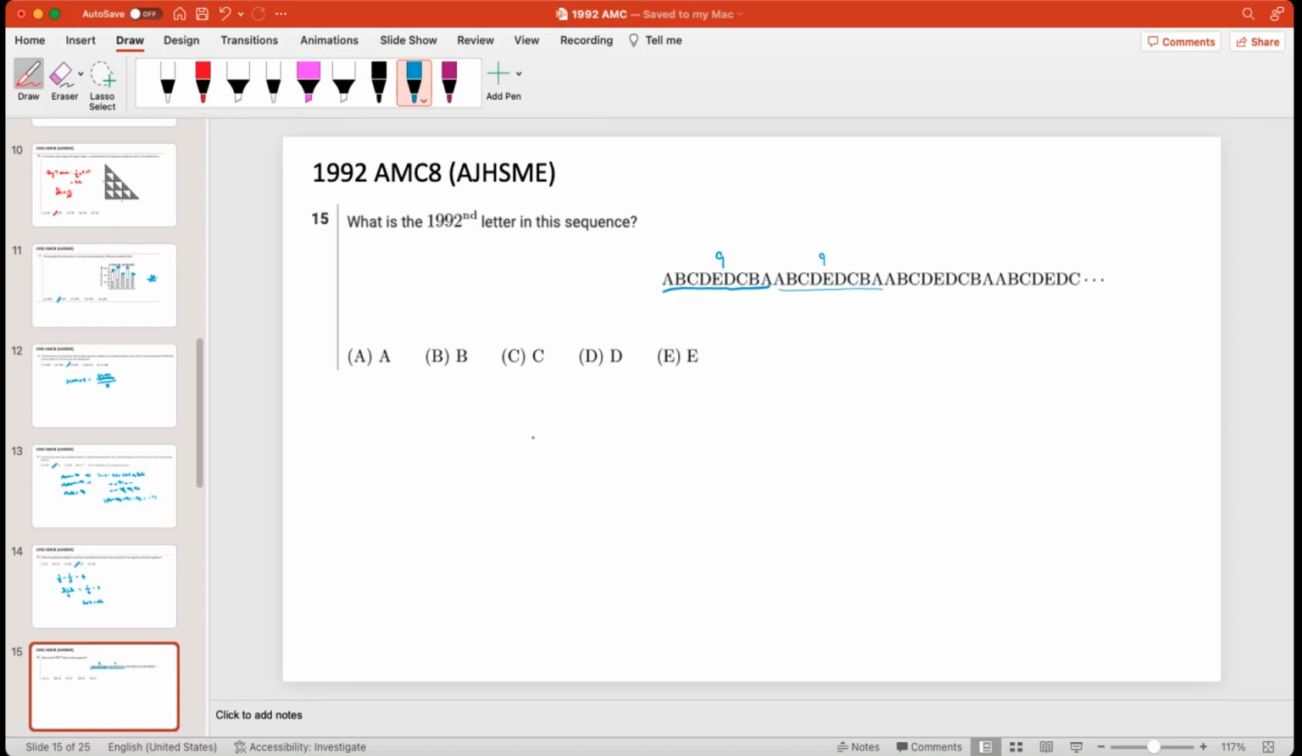Okay, so I'm going to divide 1992 by 9. So that's going to give me a remainder of 3, right? So this is basically 9 2s are 18, 9 ones are 9, remainder 3. Okay, so when remainder is 3, the third letter is what we have, C, right? The pattern. So C is my answer. Going to the next question, 16th.